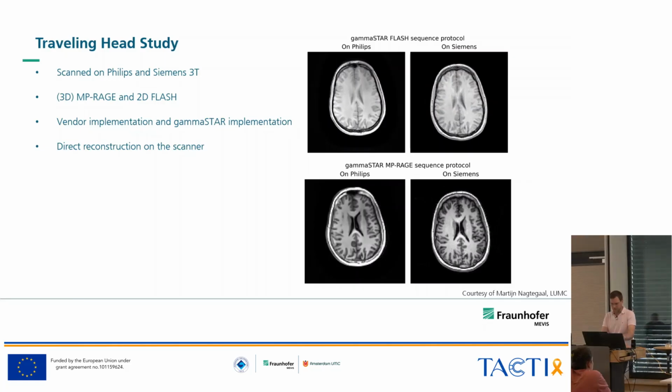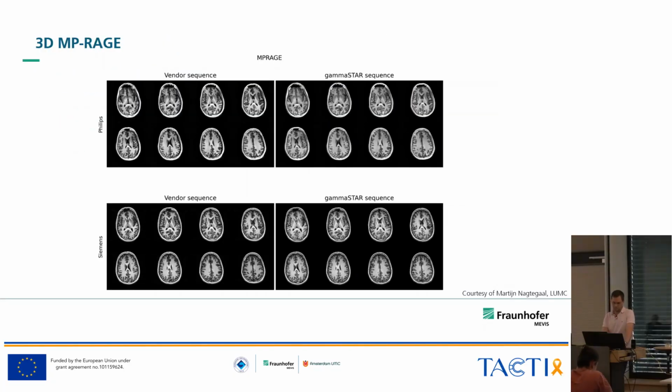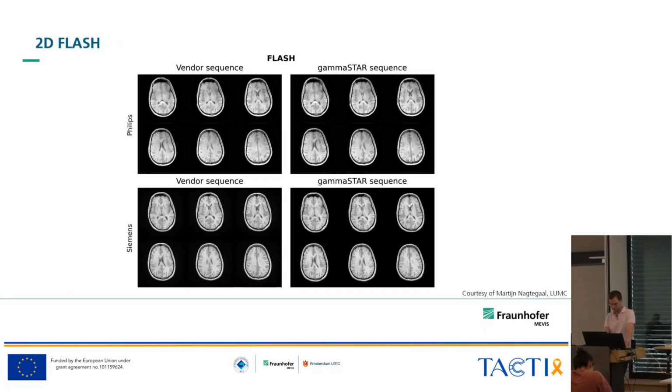So we did some traveling head volunteer studies, comparing the different vendor results. I will maybe go a bit faster with these slides. So it's basically giving us, well, by now it's possible to run the exact same MR sequences we run on Siemens, also on Philips, also the very complex ones, arterial spin labeling, etc. So we can really compare the image quality here.